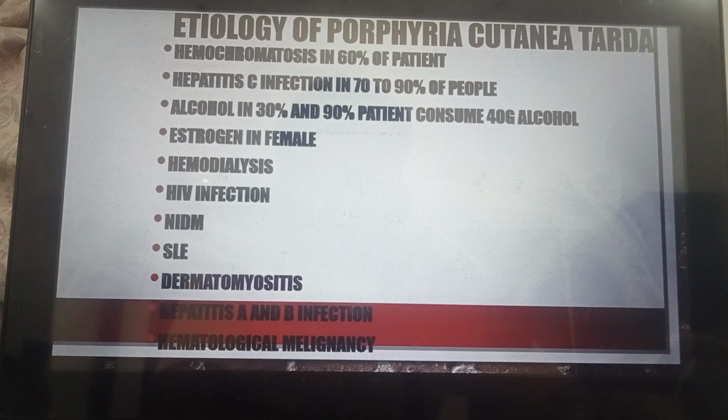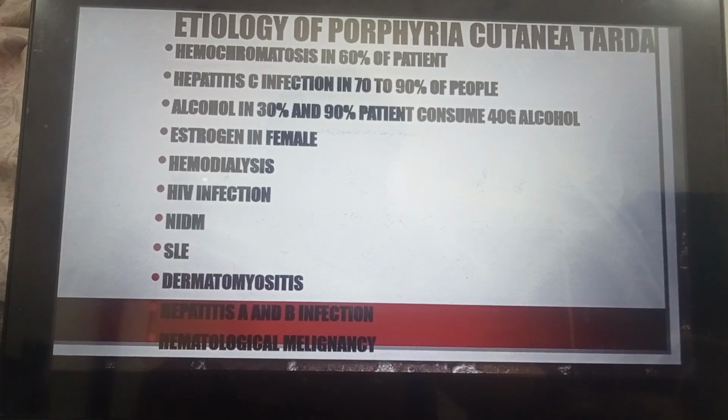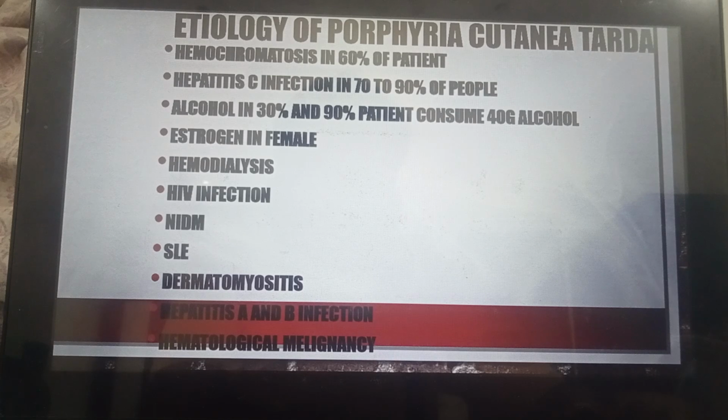The second etiological factor is hepatitis C infection in 70 to 90% of people. Alcohol is also responsible in its etiology. About 30 to 90% of patients consume 40 grams of alcohol on a regular basis.